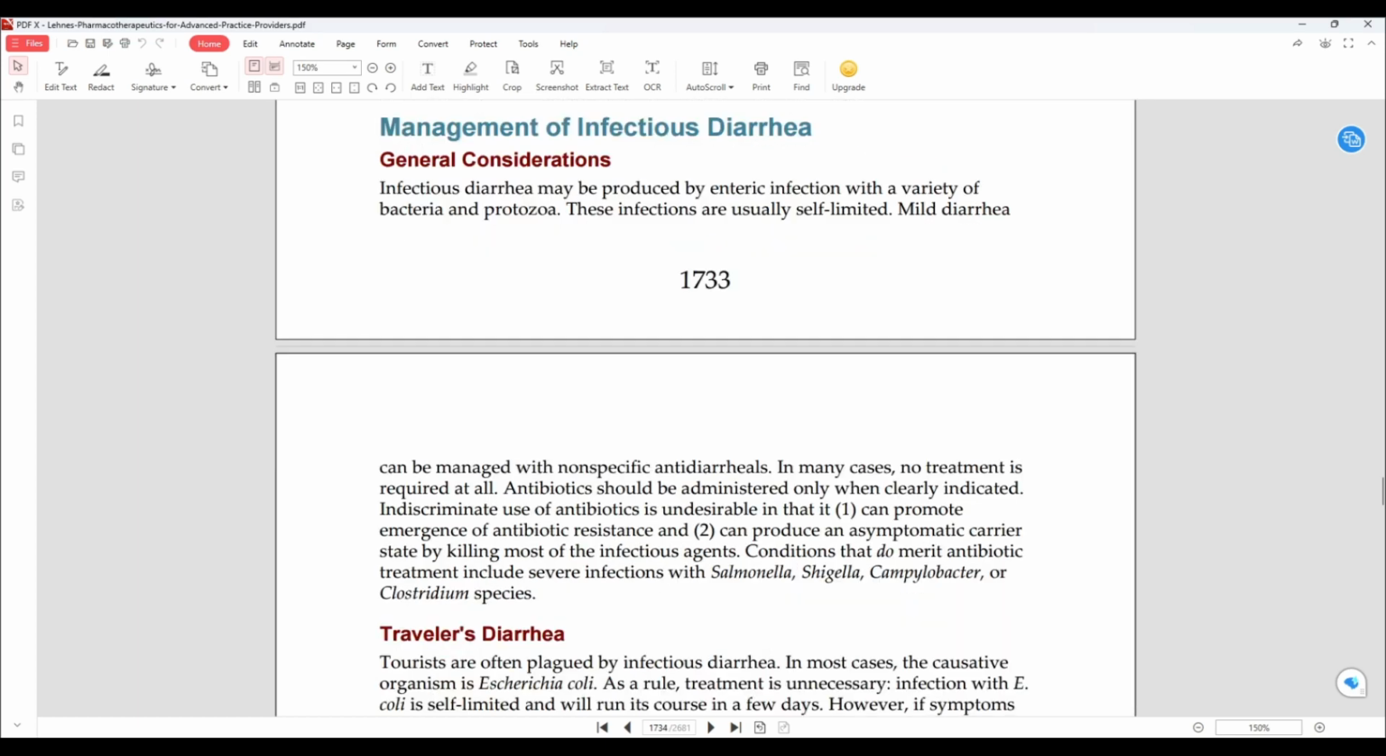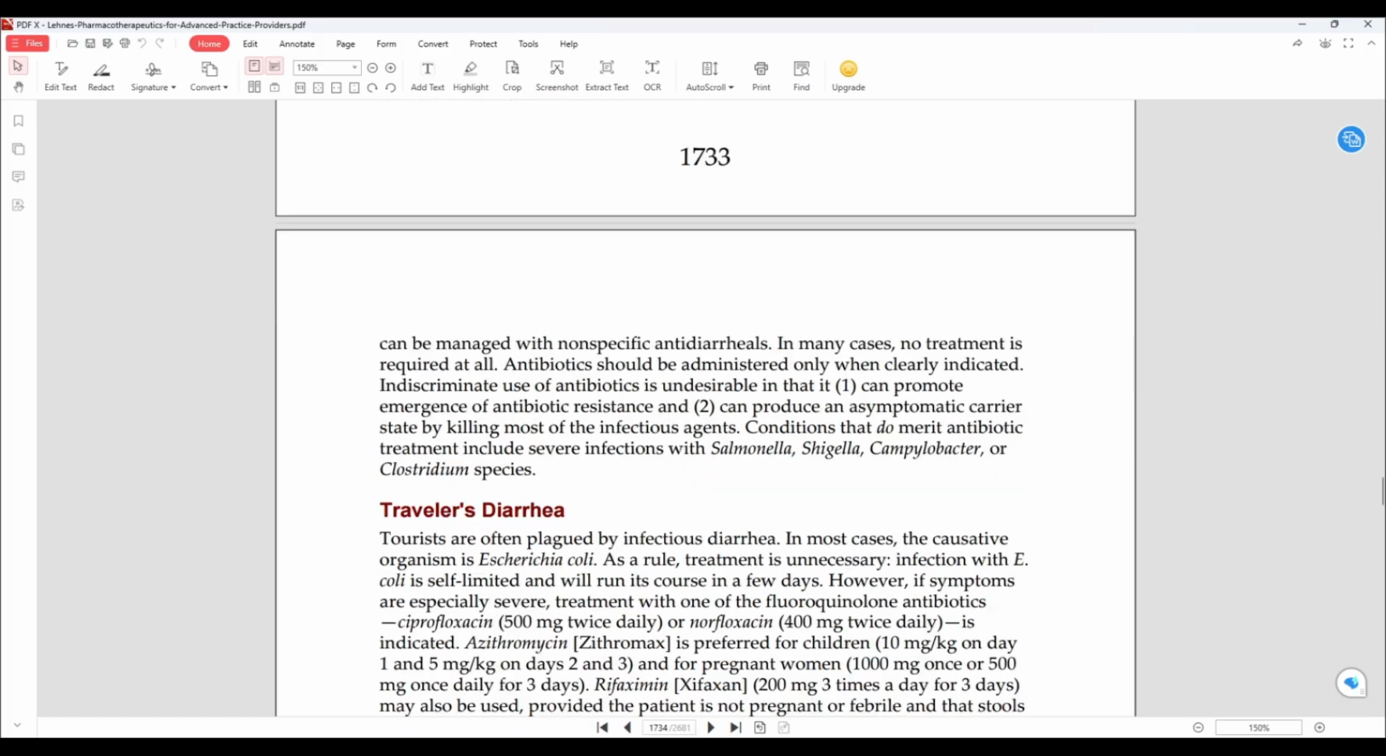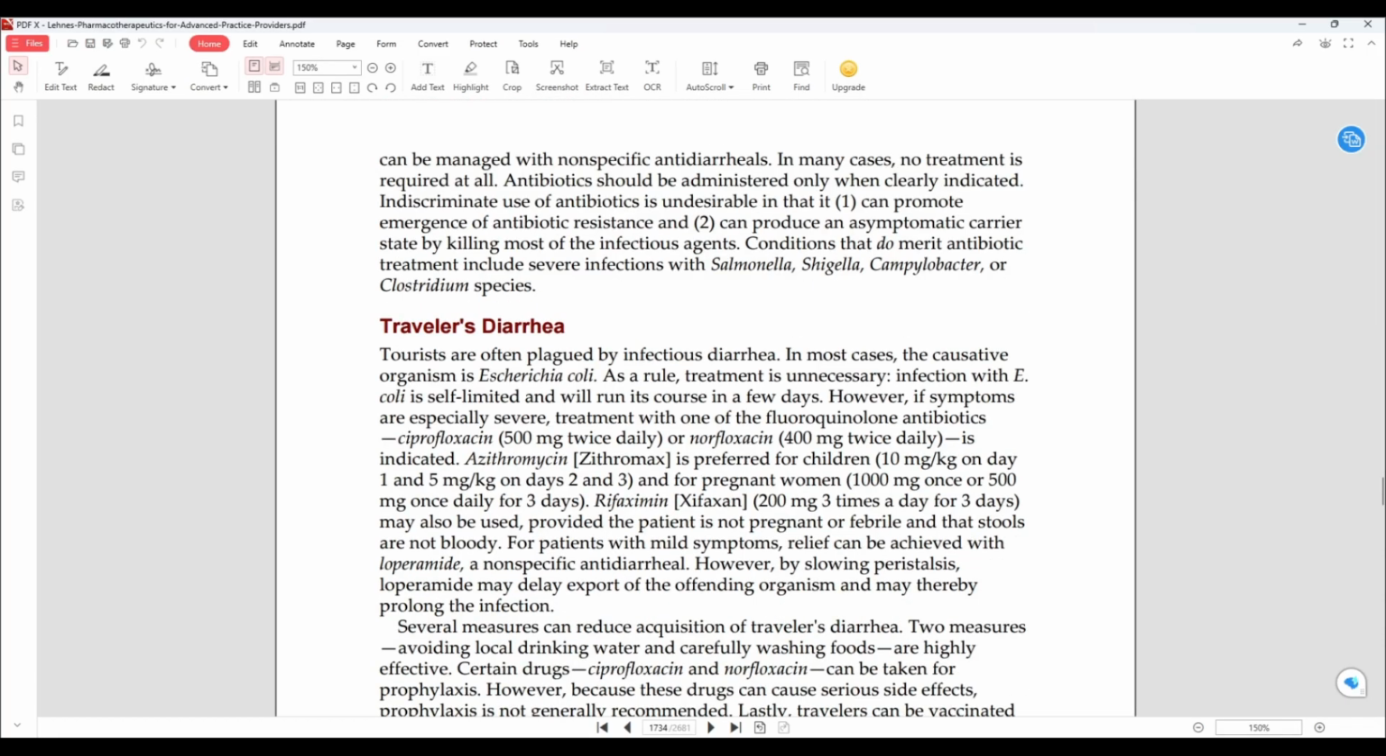The management of infectious diarrhea. So, general considerations. Infectious diarrhea may be produced by an enteric infection with a variety of bacteria or protozoa. These infections are usually self-limited. Mild diarrhea can be managed with nonspecific antidiarrheals. In many cases, no treatment is required at all. Antibiotics should be administered only when clearly indicated.